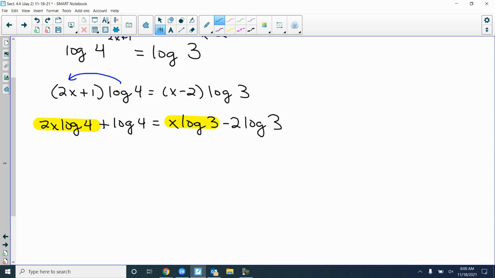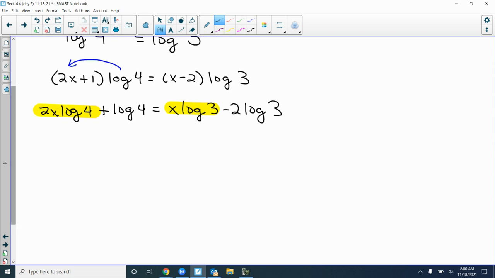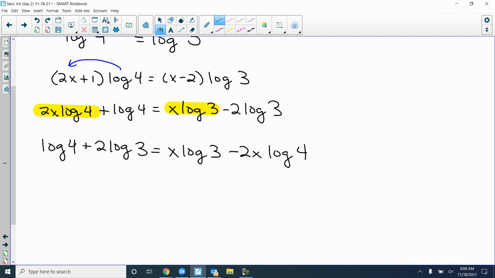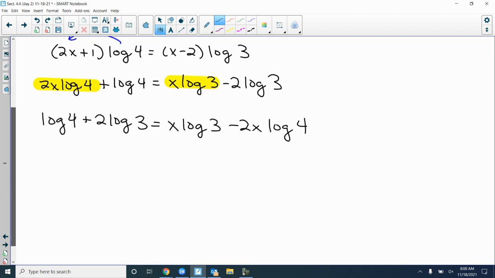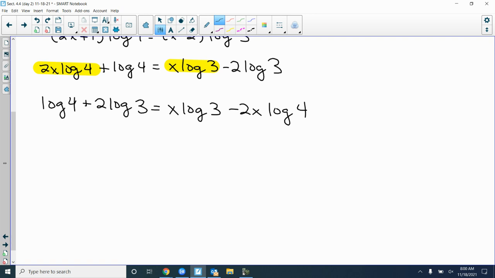Here's what I'm going to do. I like to get as few negatives as possible, so I'm going to keep the log of 4 over here. I'm adding 2 log of 3 to both sides: 2 log of 3 equals x log of 3. Now I've got to subtract 2x log of 4. So I got everything with an x on one side, everything on the other. Now log of 4 plus 2 log of 3 equals.